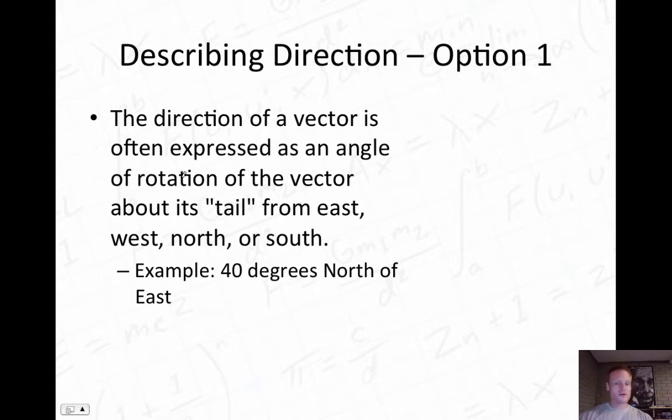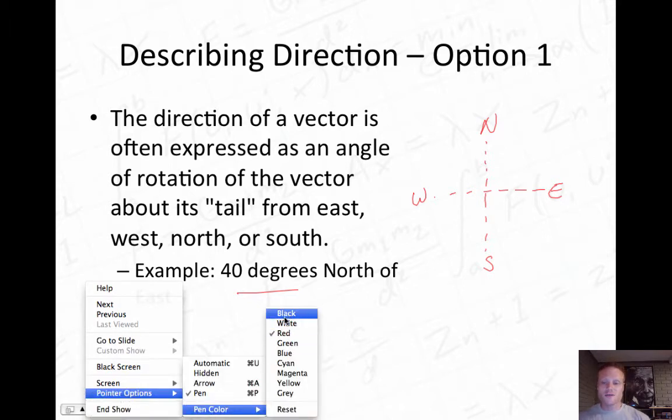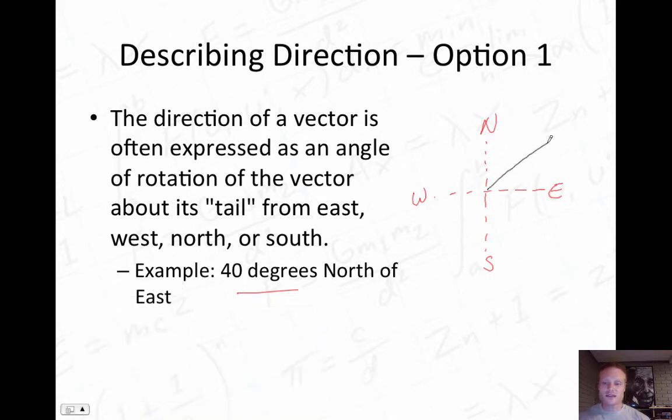What does that look like? 40 degrees north of east. Well, if I draw in some directions here, and here's north, and here's south, and here's east, and here's west. If I had a protractor, when it says 40 degrees north of east, basically it's saying from this east line, I'm going to go 40 degrees. Let me just change pen colors here real quickly. I'm going to go 40 degrees north of this line, and so it'd be something like that. This angle here would be 40 degrees. So that's one way you can describe direction, by rotating this about its tail from the east, north, west, or south directions.